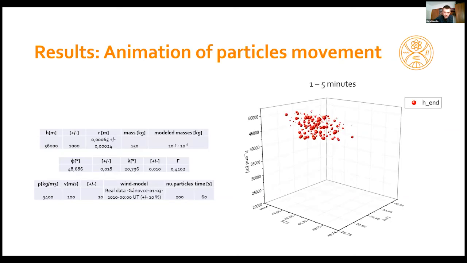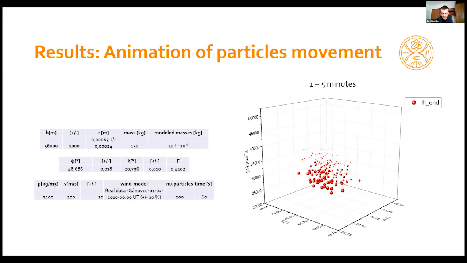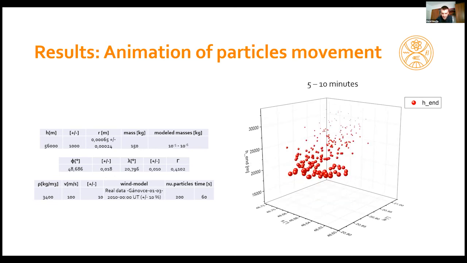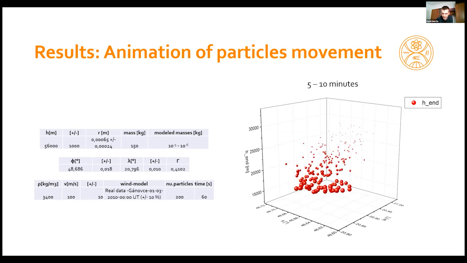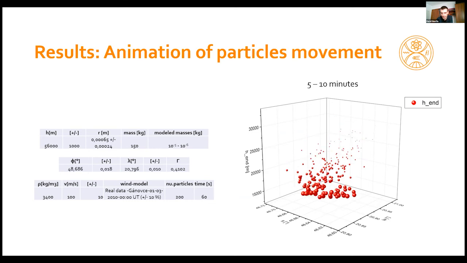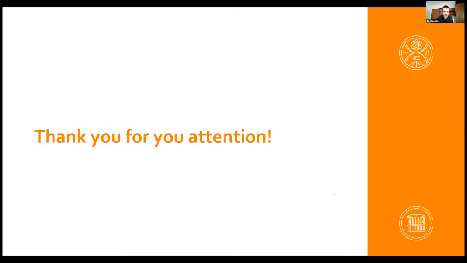The last option for describing the dynamics of particles in space is animations. In the last two slides, we see an animation of moving particles for the first 10 minutes after fragmentation. To the right, we can see the animation. The first shows the first 5 minutes of fragments' flight. The second, the next 5 minutes of fragments' flight. In the second animation, we can notice the gradual effect of the wind field and the change in direction of the fragments. And that's all. Thank you for your attention.